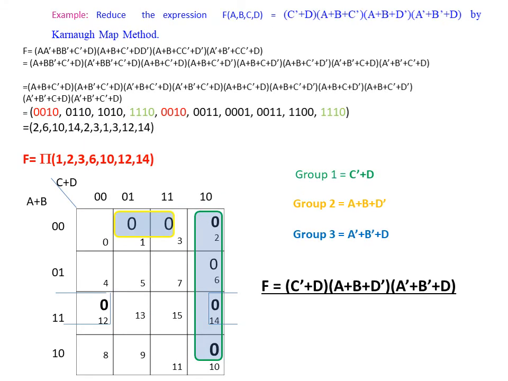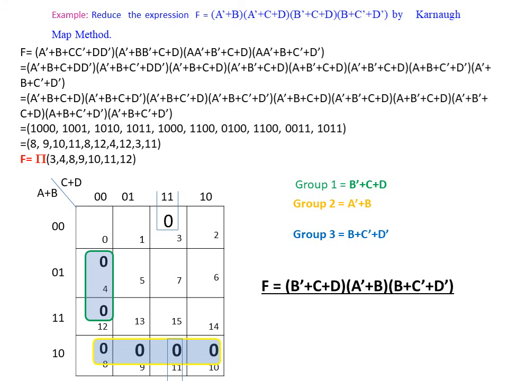For this example, we place the zeros in each cell, and here this is 2-cell grouping and this is 4-cell grouping, and these zeros we can group with this one to make 2-cell grouping. So the answer for this green cell grouping is C bar plus D, and for this one A plus B plus D bar, and here this one A bar plus B bar, the common between these two is D.